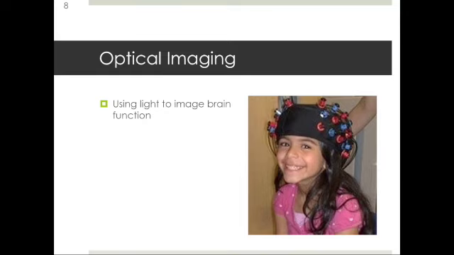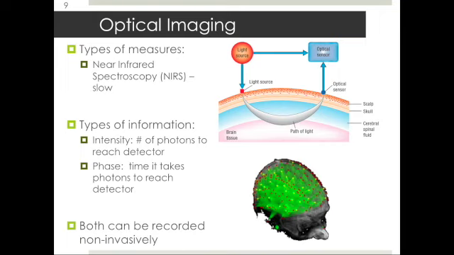Now, in contrast to PET scans, there's also optical imaging, which is the ability to use light, right? So optical information to image brain function, and this is becoming used more and more these days, especially as a completely non-invasive device, and especially for small children. And we'll talk about why in a moment.